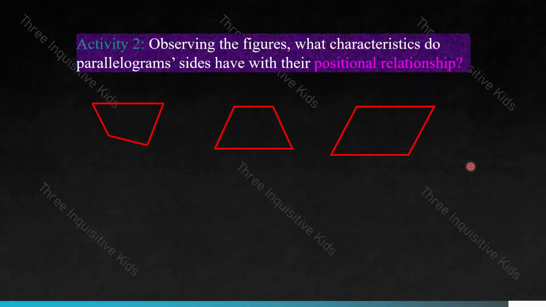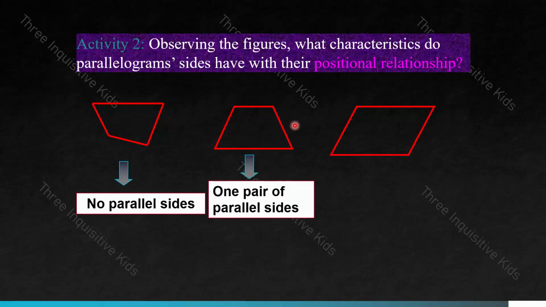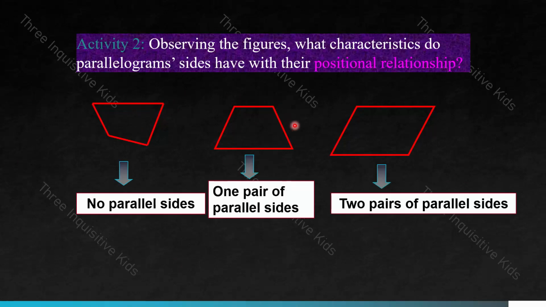Observing the figures, what characteristics do the parallelogram sides have to do with their positional relationship? Well, in this shape, we have no parallel sides. In this shape, a trapezoid, we have one pair of parallel sides. And in this quadrilateral, we have two pairs of parallel sides. So quadrilaterals with two pairs of parallel sides are also called parallelograms.